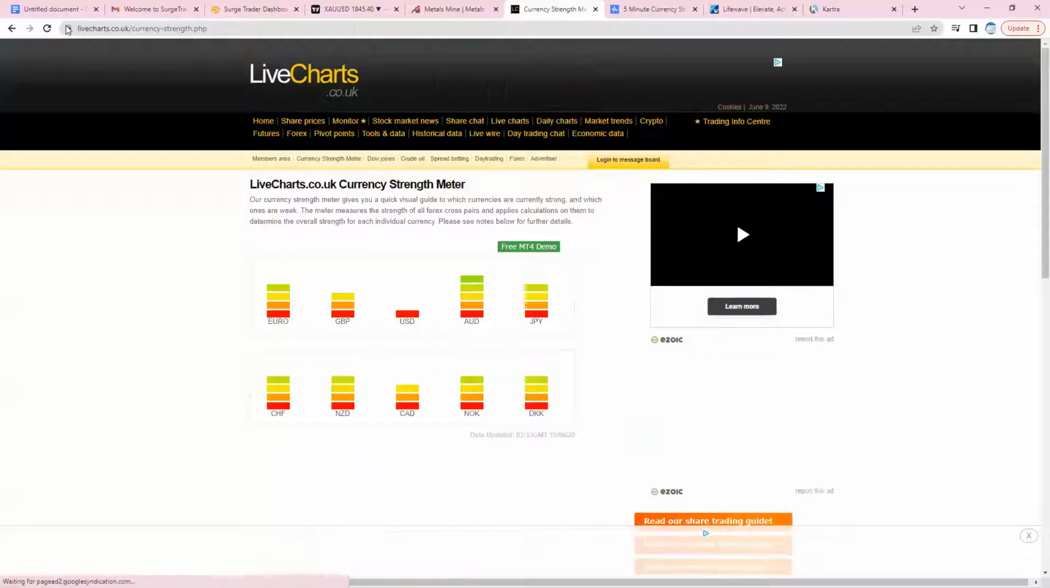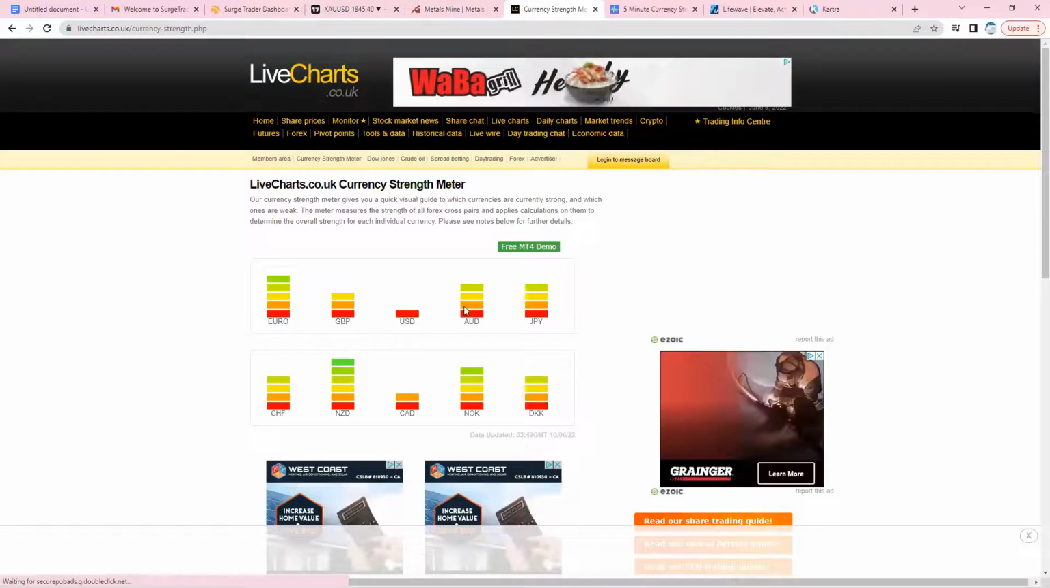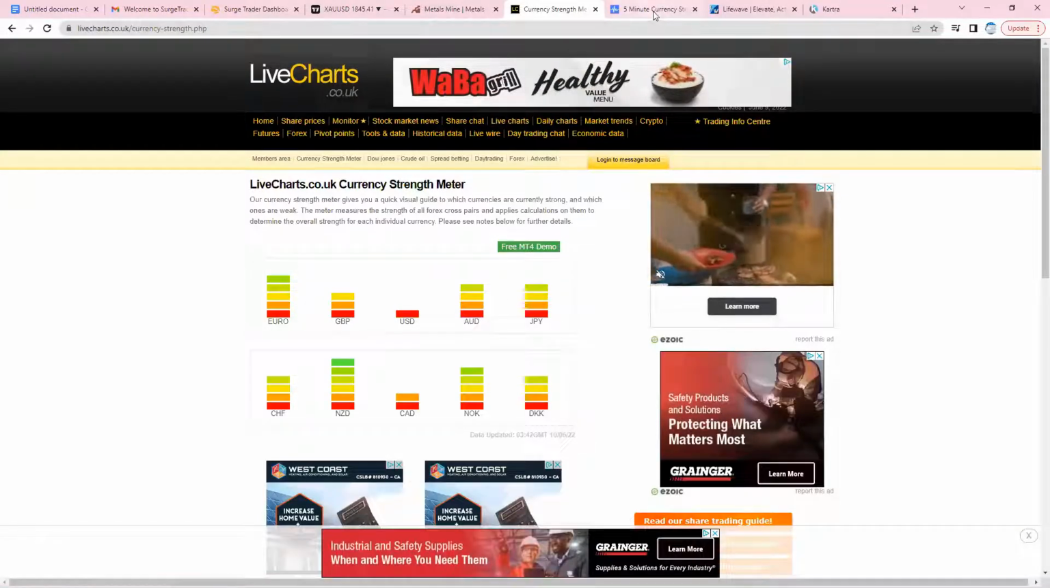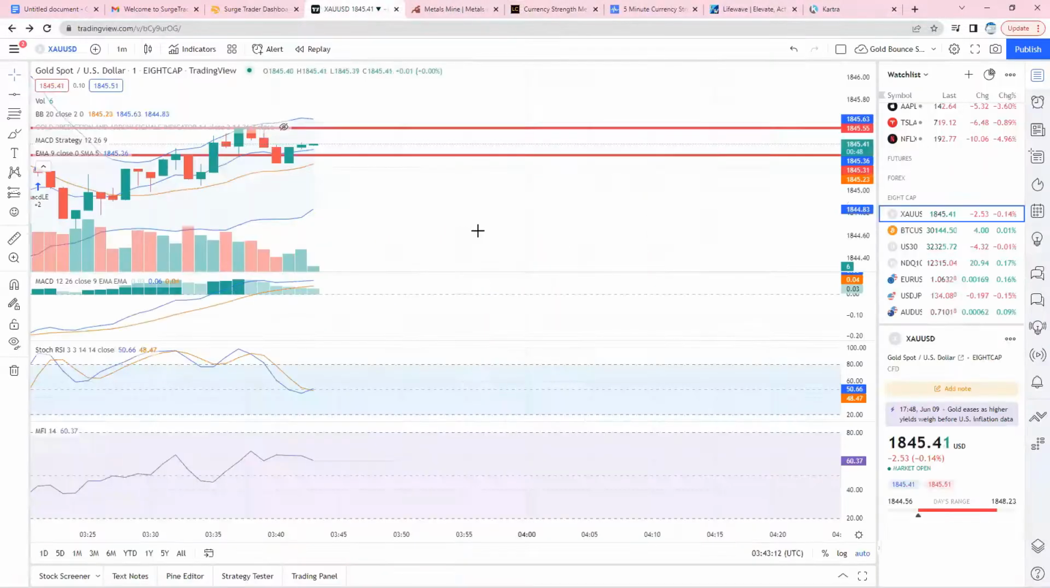Let's look at the currency strength again. Let's see. USD is all the way bad. AUD is up. So that's saying that gold should be going up, but it's very unpredictable right now what's going on. Here goes that red candle. Let's get a big red candle. Let's drop.